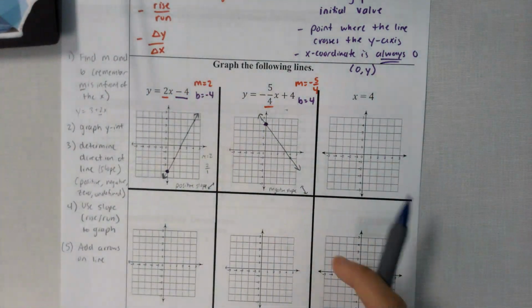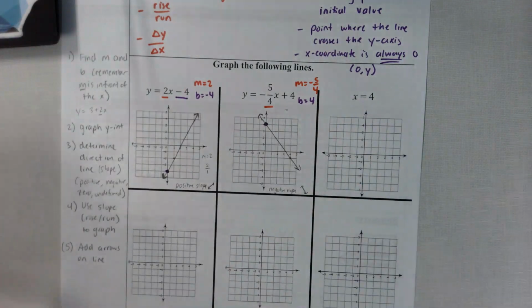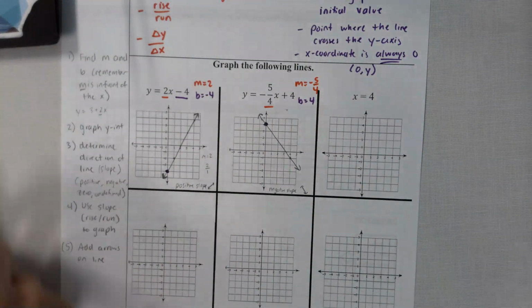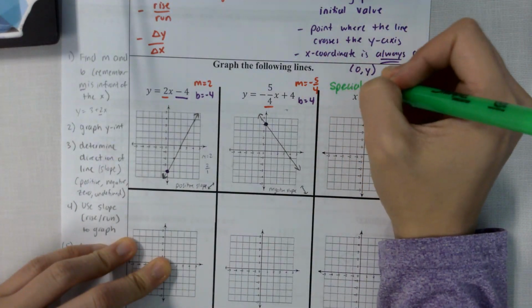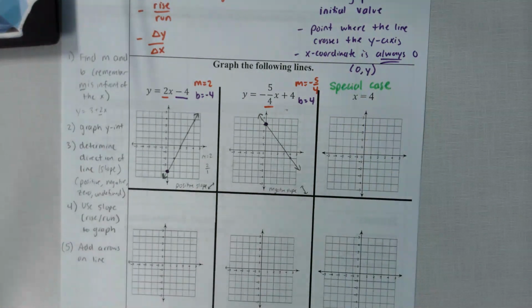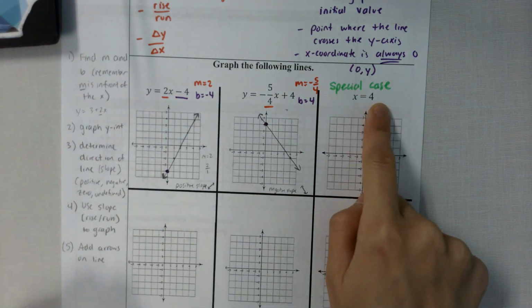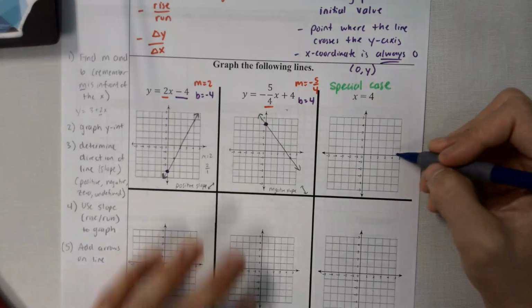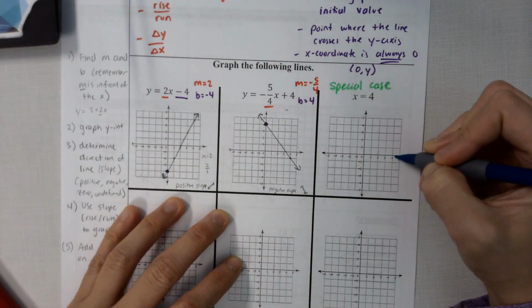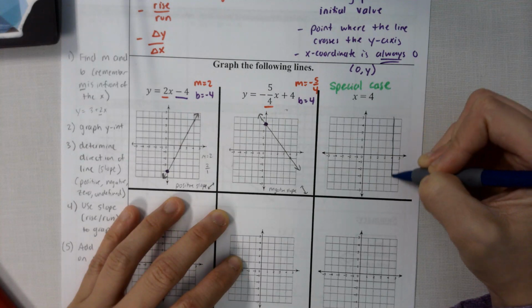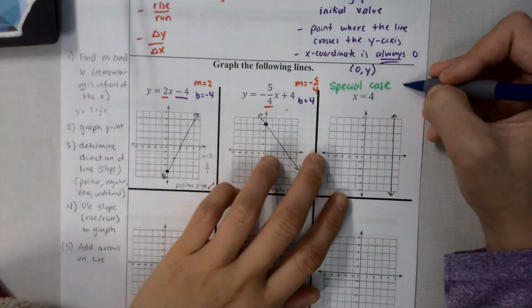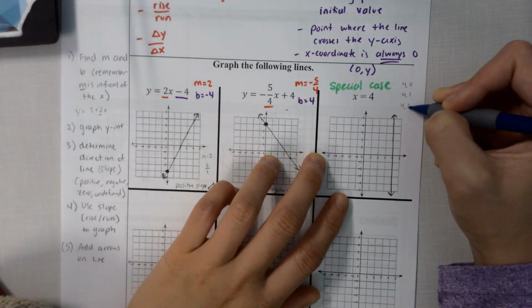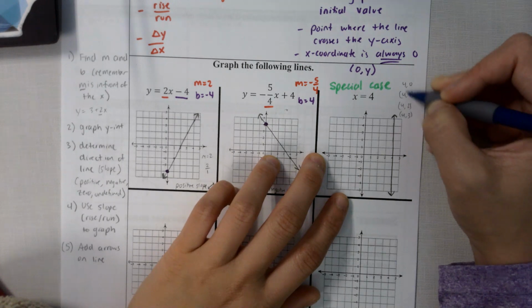Okay, let's do a special case right here, right? So this one is weird. We're gonna say it's a special case. So we have x equals 4. So if we were to look at this, right, this is what this graph looks like. Every time, x is always going to be 4. So it doesn't matter what y is, x is always going to be 4, right? So I could have (4, 0), (4, 1), (4, 2), (4, 3), and so on and so forth, right? And I'm just plotting those points.